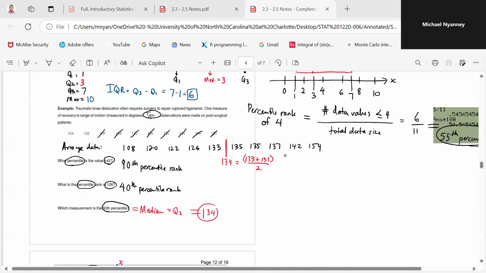So what is the percentile rank of 126? So we locate 126. So this is 126. Then you count the number of data points that are at or below 126. So we have 4 data points that are at or below 126. So we have 4 over 10, and that gives us what? The 40th what? Percentile. The 40th percentile.